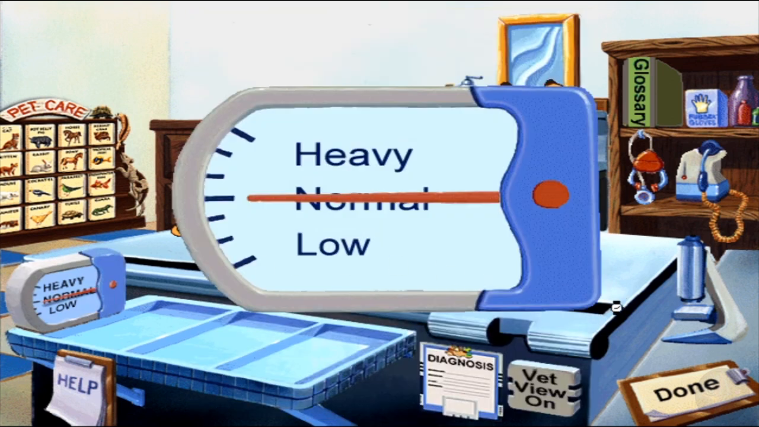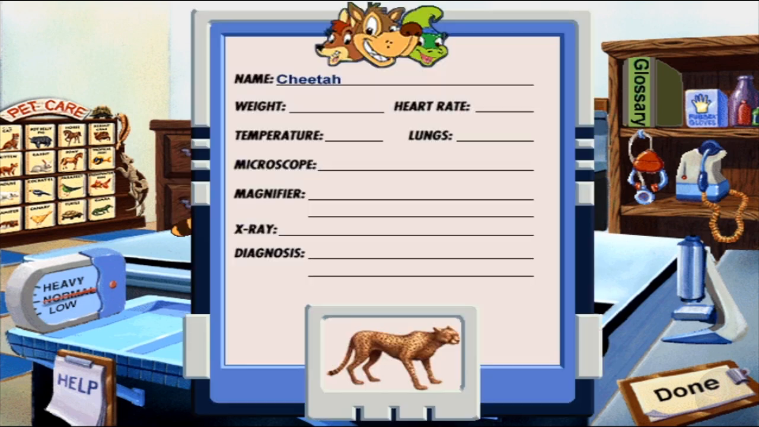Our scale is like a large bathroom scale. Just like people, animals have an ideal weight. If they weigh more or less than they should, that could mean something's wrong. This animal's weight is normal.